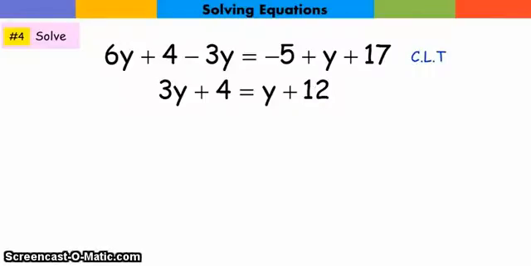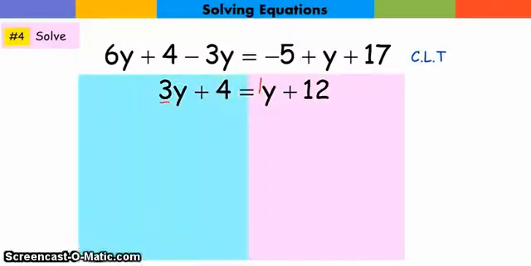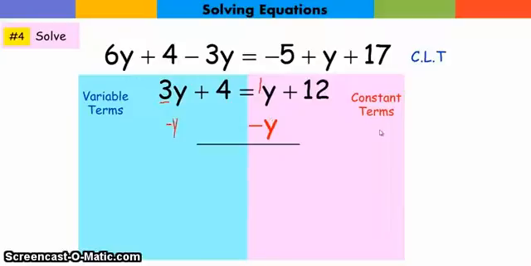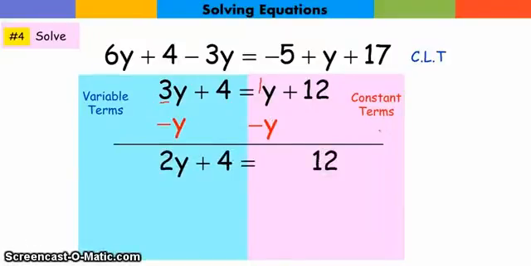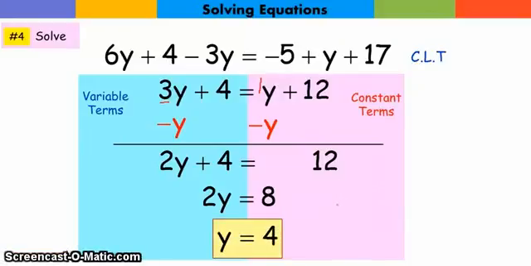Once I get it down to here, now I'm going to pick my side. I'm going to pick this side as my variable side because 3 is larger than 1. Subtract y from both sides. So I got rid of the variable term off the constant side. Now I want to get the constant off the variable side. So I subtract 4 from both sides. Divide by 2 gives me my answer of y equals 4.